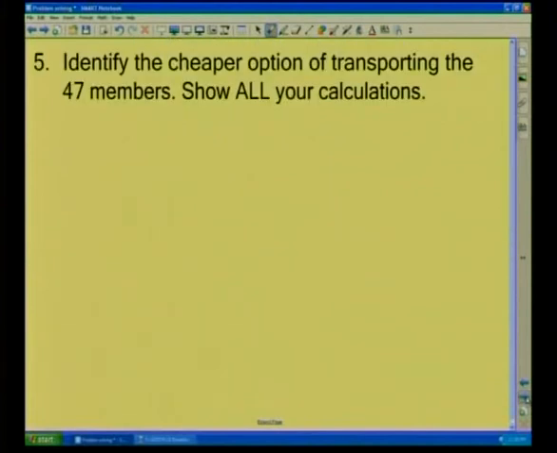Right, the last part, which is usually the part which you need to actually start thinking, it says identify the cheaper option of transporting the 47 members. Show all your calculations. In other words, justify your answers.